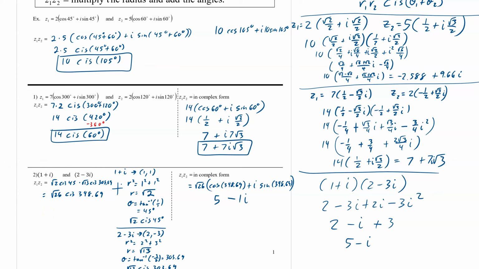So we're just going back and forth between the two. And so that is our polar form, and that is our complex form, well, our rectangular form of our complex number.